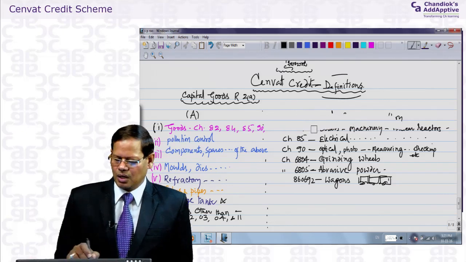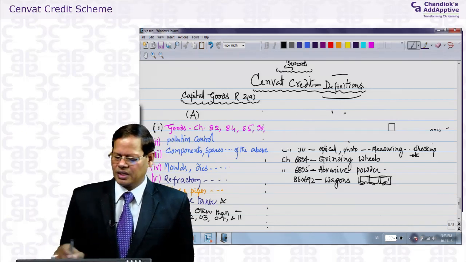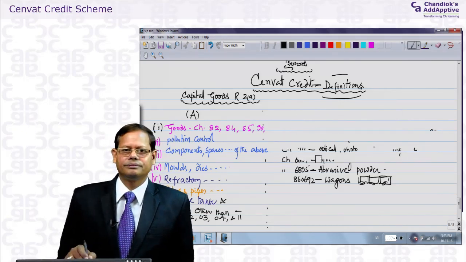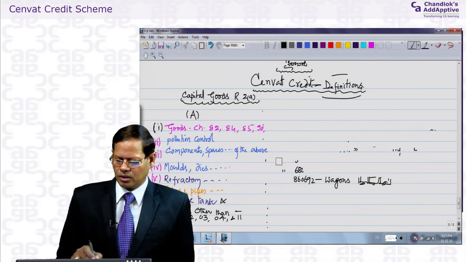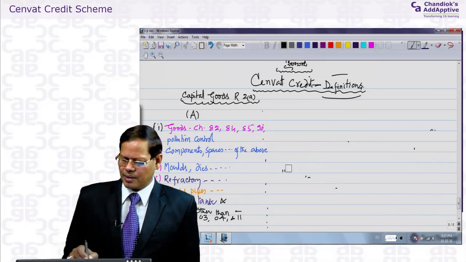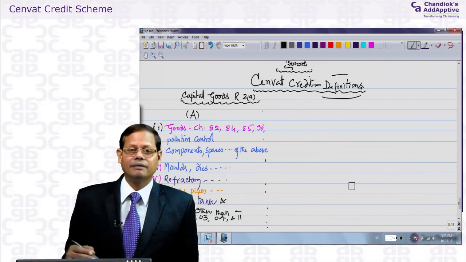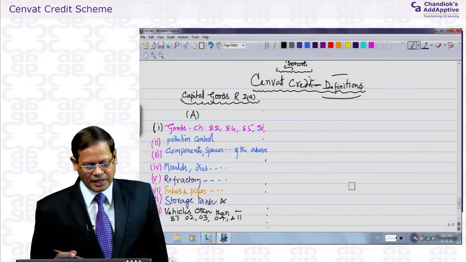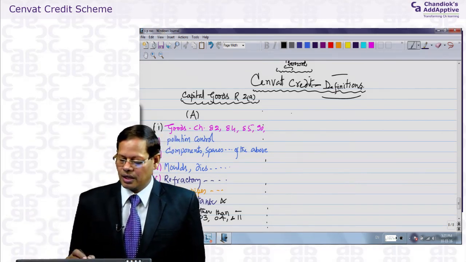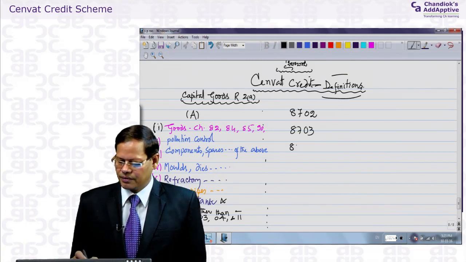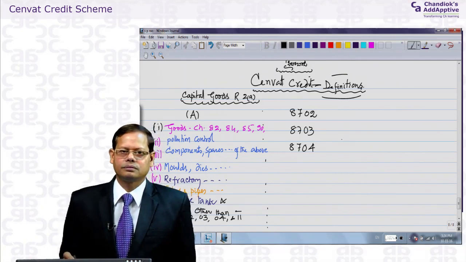But the thing is, what about the other vehicles? They are talking about vehicles, no? Vehicles are also capital goods. What are the other than? They have given a list. Other than those under 87, chapter number 8702, 8703, 8704. They are in series 2, 3, 4.